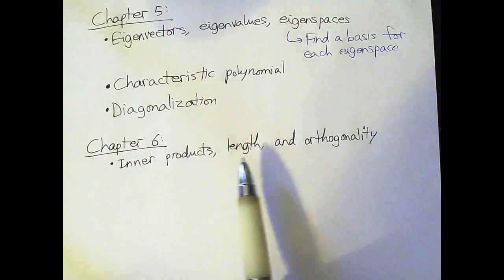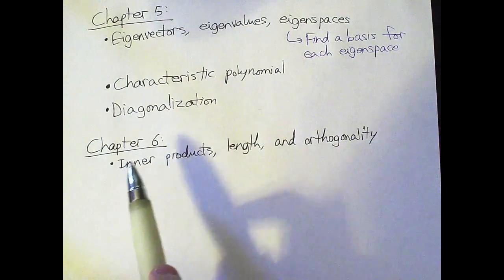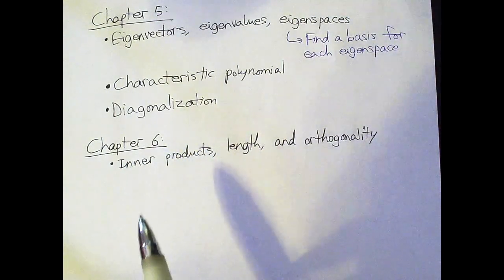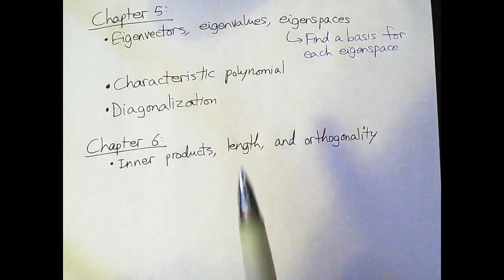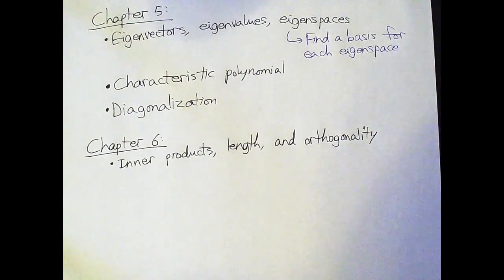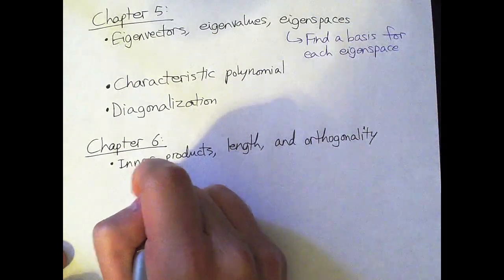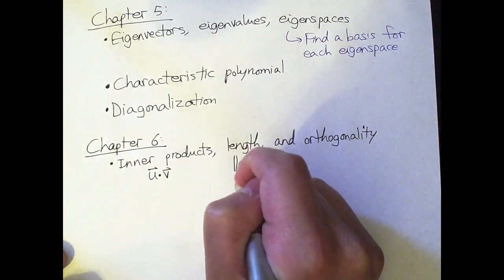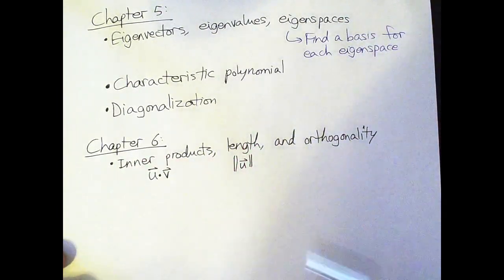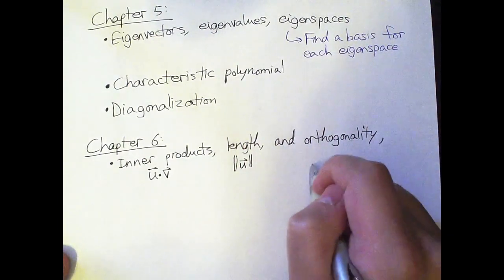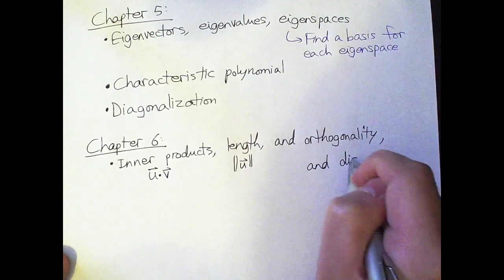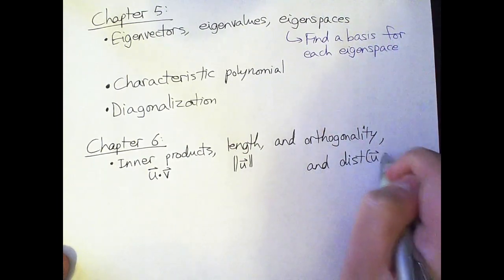By the way, you should know that some of these things had more than one name. The inner product might be referred to as the dot product, and the length might be referred to as the norm. And we had notation for these. We just did this recently, so I think we should be okay with this. We also talked about the distance between two vectors. So I'll say, dist u comma v.